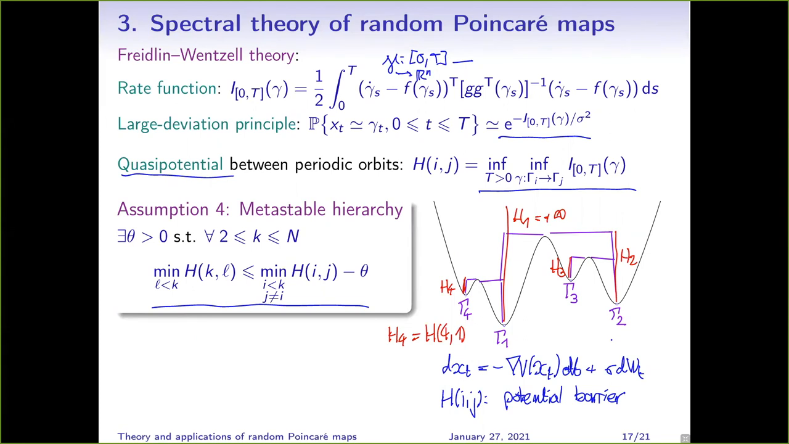I think my picture of the potential is one dimensional, but of course, in general, you will have something of higher dimension. So I just made this one dimensional picture because it's easier to see. Okay, so you don't require a transition, say from one to two, to always have to go via three, for example. It can be in any.